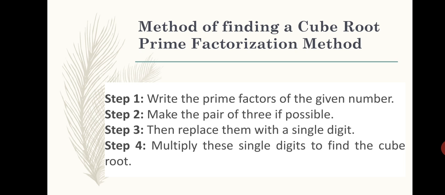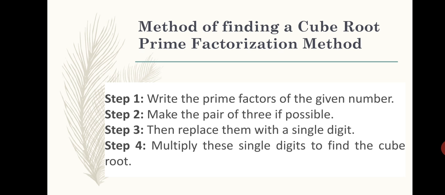The first method is the prime factorization method, the most basic and important method of finding cube roots. In this method, we have to make the prime factors of the given number, starting with the least prime number, and after listing down all the prime factors, we have to make groups of 3's howsoever possible. Then replace each group by a single digit. After that you need to multiply these single digits and find the cube root of the given number.